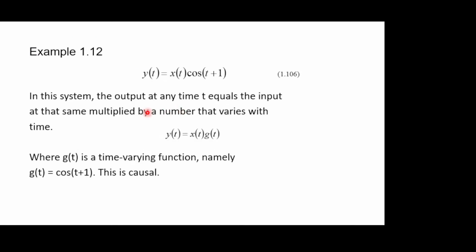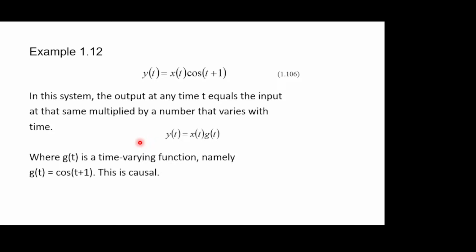And here is some explanation. We have y of t equals x of t times cosine of t plus 1. But this cosine of t plus 1, you can think of it as whatever thing that depends on t, and we can call it g of t. So g of t depends on time, but it doesn't depend on x of t. So that's a causal system. Non-causal only means that if you change some future value of x of t, then y of t will change. But that's not the case here.